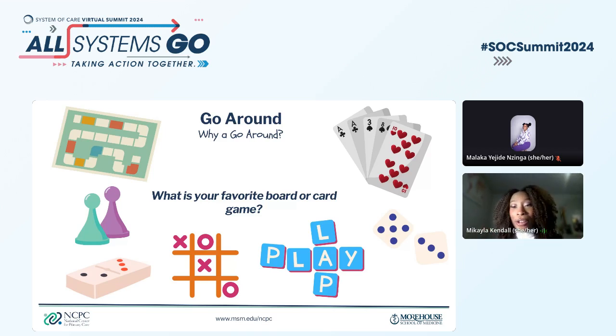So our go around question for today, and although we can't go around in the typical circle that we are going to do, our go around question is, what is your favorite board or card game? And we're actually going to use the Mentimeter that Mally has shared in the chat. So if you can click on that link, it will take you to a Menti and you can put in your answer. Like, for example, I would say, hi, my name is Michaela Kendall. I'm 19. My pronouns are she, her, and my favorite card game is Uno.